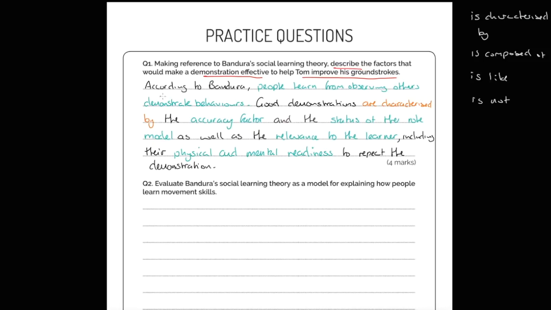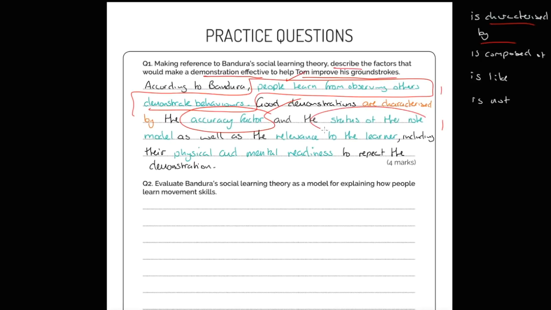According to Bandura, so I'm just making my reference to Bandura. I mean, it is not going to get me any credit, but there you go. People learn from observing others demonstrate behaviours. So I'm saying this is what Bandura's main argument was. Would I get a mark for that? Let's give myself the benefit of the doubt. Good demonstrations are characterised by, look, are characterised by, so here are the characteristics, the accuracy factor and the status of the role model, as well as the relevance to the learner.